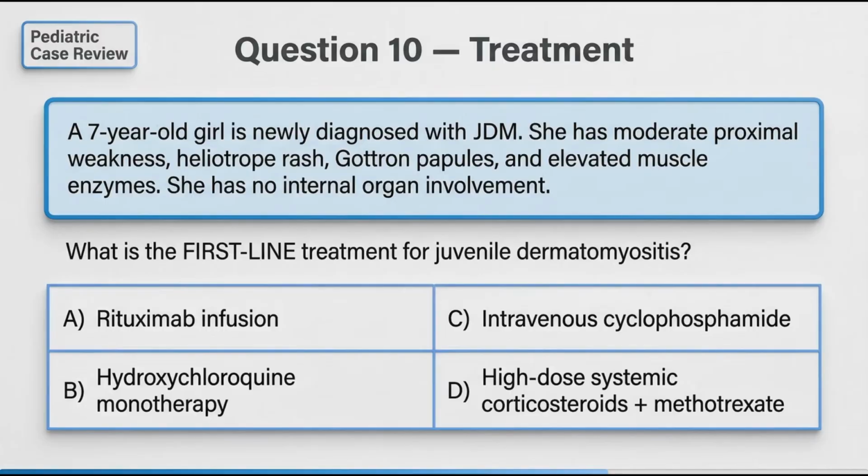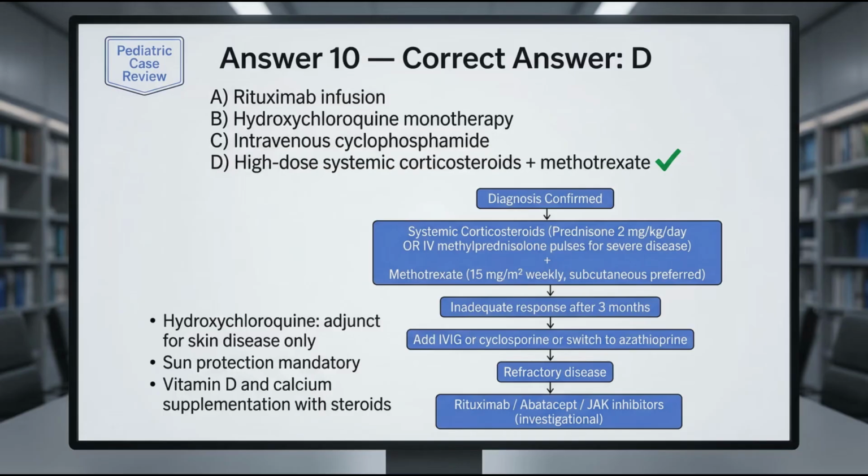Question 10. Treatment. A 7-year-old girl is newly diagnosed with juvenile dermatomyositis. She has moderate proximal weakness, heliotrope rash, Gottron papules, and elevated muscle enzymes. She has no internal organ involvement. What is the first-line treatment for juvenile dermatomyositis? Option A, rituximab infusion. Option B, hydroxychloroquine monotherapy. Option C, intravenous cyclophosphamide. Option D, high-dose systemic corticosteroids plus methotrexate. The correct answer is option D, high-dose systemic corticosteroids plus methotrexate.